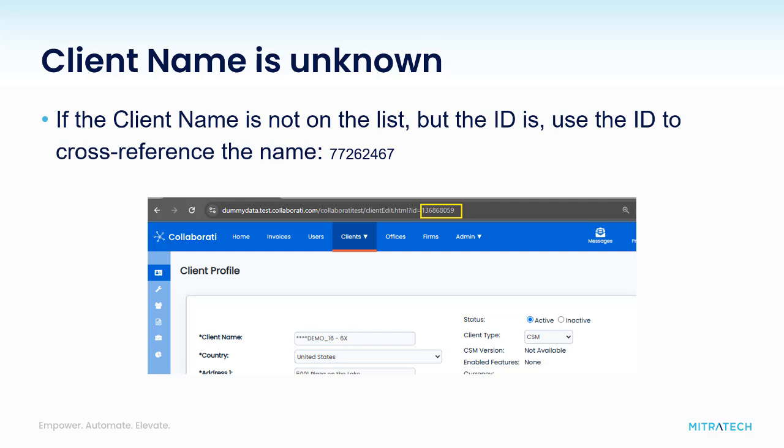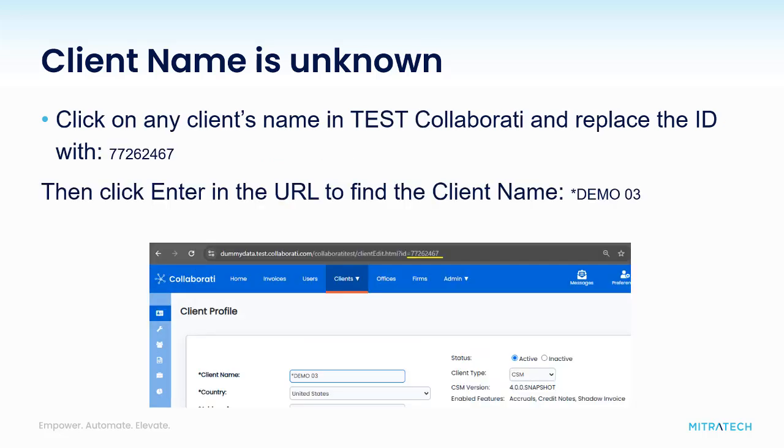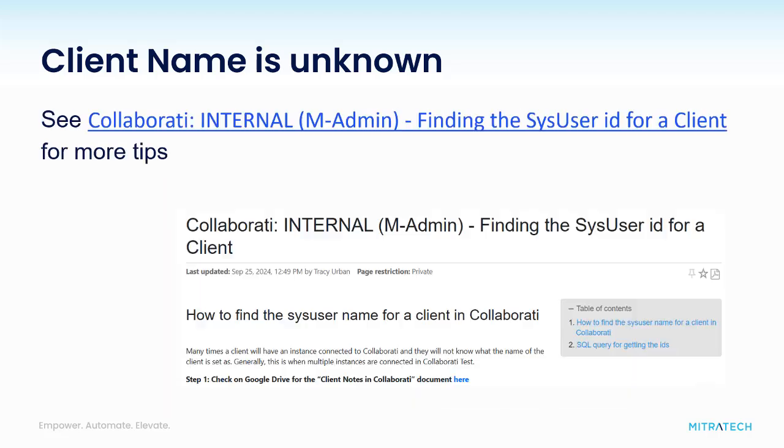If the client name is not listed, but the ID is, use the ID to cross-reference the name, entering the ID ending in 2467 here in the URL. Click on any client's name in Test Collaborati and replace the ID with the ID 77262467. Then click Enter in the URL to find the client name, asterisk demo 03. You can also view this article in the Client Success Center for more tips.